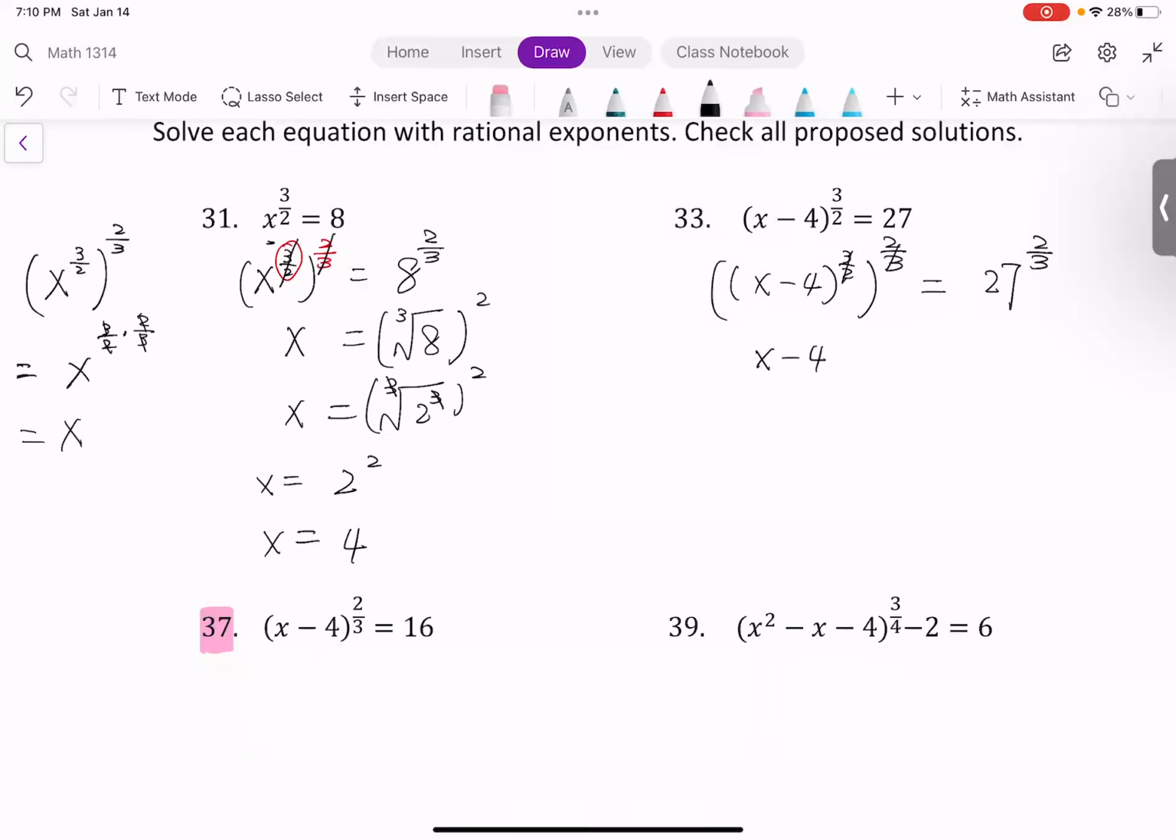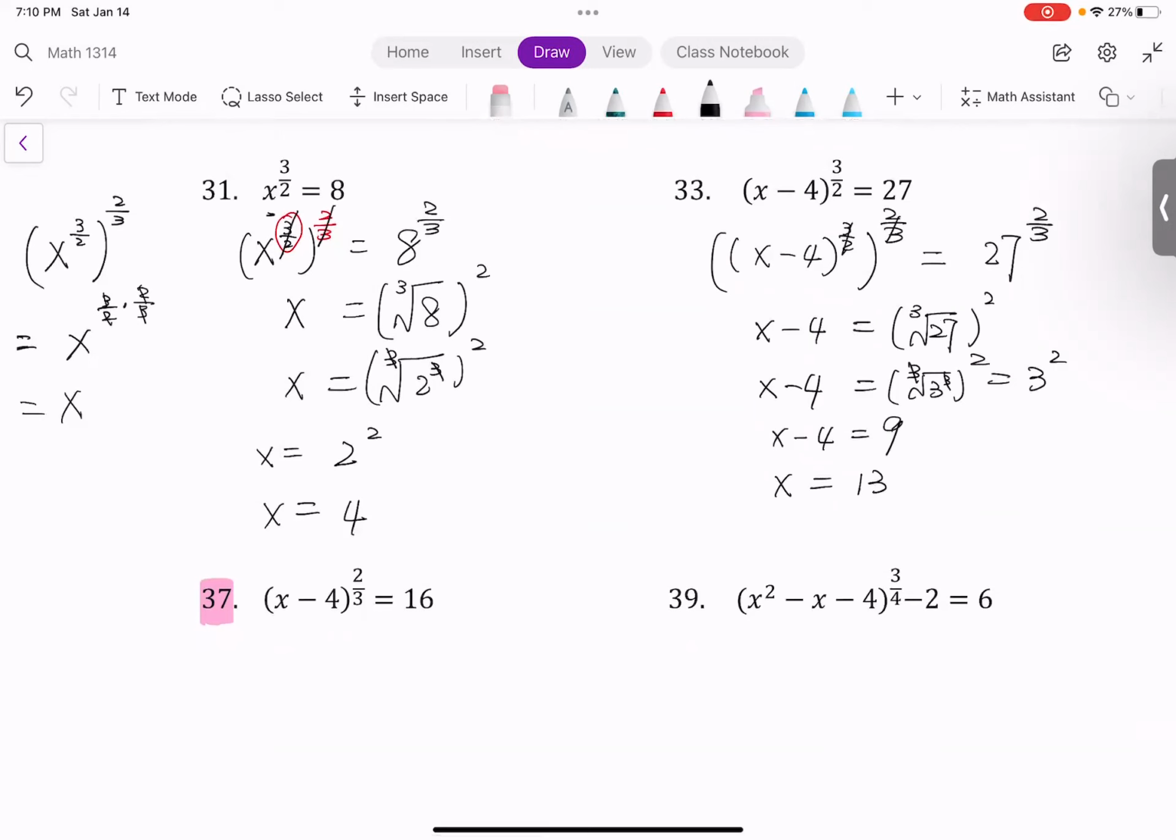x minus 4 equals 27 to the 2/3. First, I can cube root 27, then raise it to the second power. 27 equals 3 cubed, cube root, so cube root and cube cancel. That's 3 squared. x minus 4 equals 9. And we add 4 to both sides. x equals 13. 9 plus 4, that's 13.